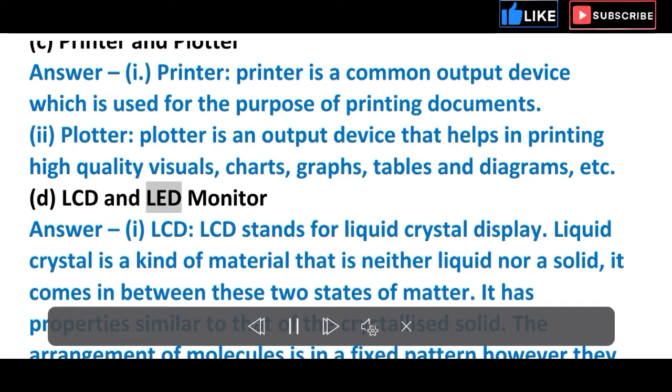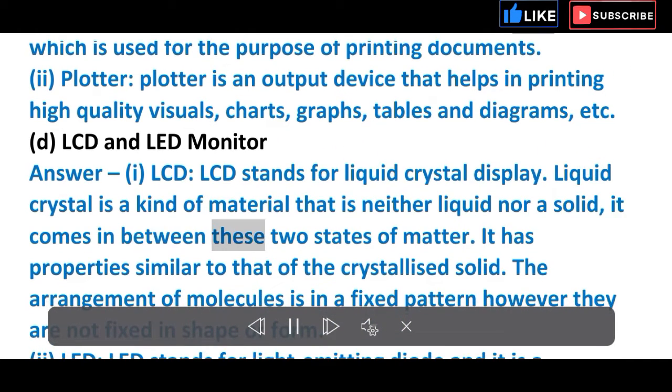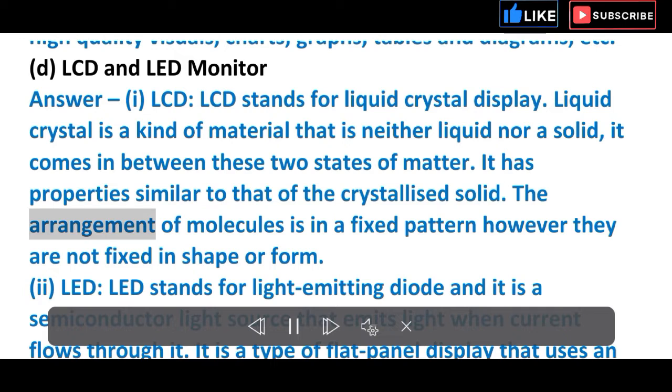D. LCD and LED monitor. Answer: I. LCD. LCD stands for liquid crystal display. Liquid crystal is a kind of material that is neither liquid nor a solid, it comes in between these two states of matter. It has properties similar to that of the crystallized solid. The arrangement of molecules is in a fixed pattern, however they are not fixed in shape or form.